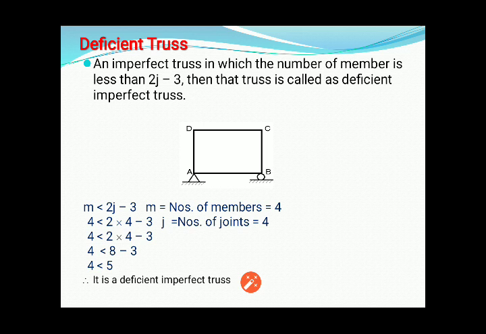Now here, suppose the number of members is smaller than required for a perfect truss, that is m smaller than 2j minus r. Here an example is given which has 4 members and 4 joints. If you substitute in the formula, the number of members is 4, joints are again 4. So 2j minus r, 2 into 4 minus 3, so 8 minus 3, it becomes 5. So 4 members are less than required for the perfect truss, which is 5. So it is a deficient imperfect truss.